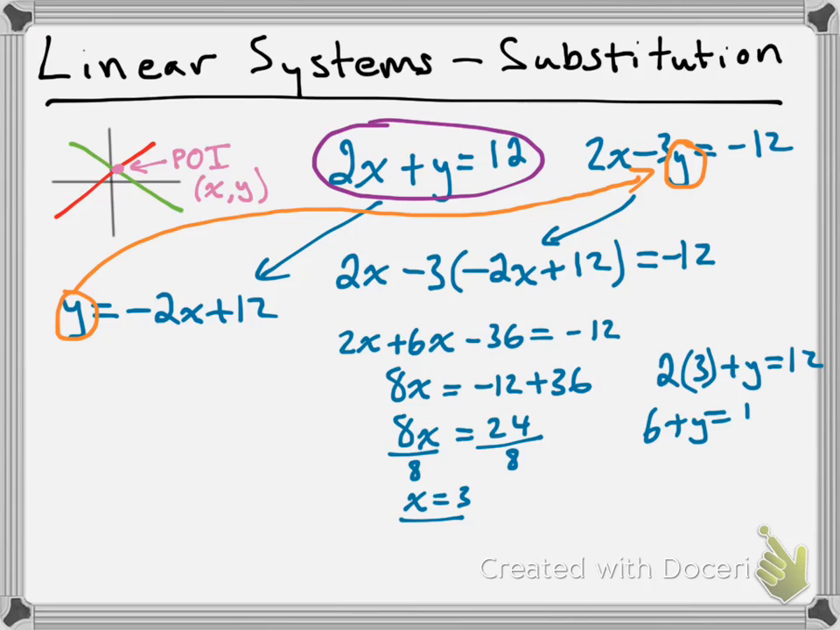All right, 2 times 3 is 6, so I get 6 plus y equals 12, and so y is equal to 6. So x is equal to 3, y is equal to 6, and that means that my point of intersection is going to be at the point (3, 6). So this is how to solve a linear system using the method of substitution.